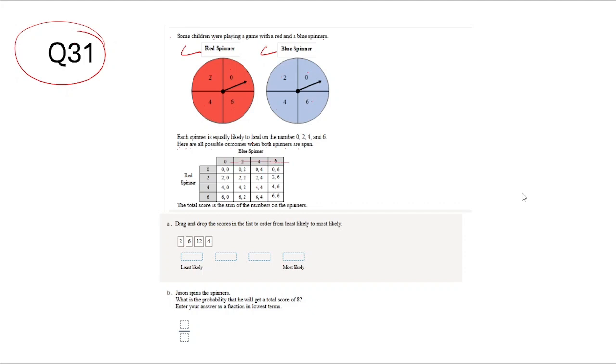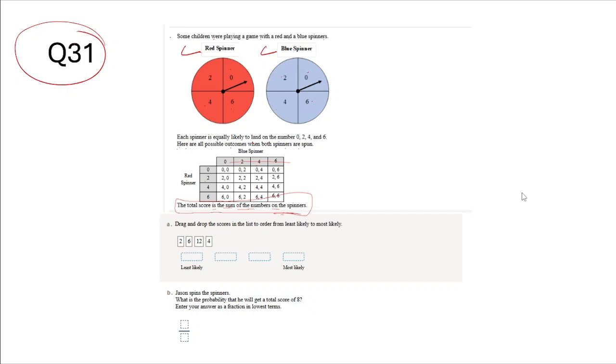This is the blue spinner and this is the red spinner. Let's say I do one round. So it can be 0, 0. This spinner can be 0, 0 or 0, 2. This red spinner 0, 4, 0, 6. And red spinner can be 2, and blue is 0. It can be 2 and 2, 2 and 4, 2 and 6, and so on. So here the total score is the sum of the numbers on the spinners.